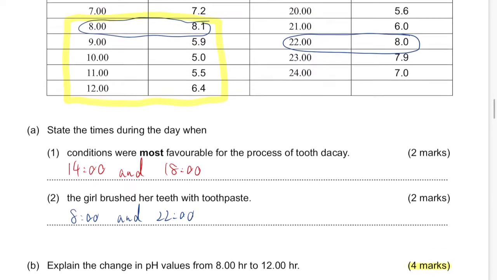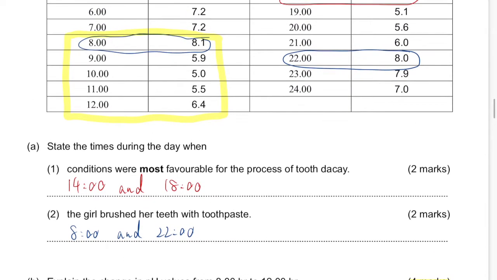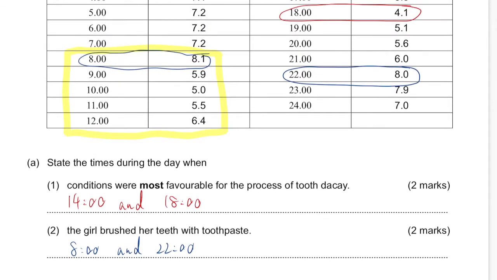So what do we need to do? What do we need to discuss for this question? So first, we must describe the change and then explain the change. So what is the change? We can take a look here. It actually changed from alkaline to acidic. So it dropped from 8.1 to around 5. And you can see it increased slightly later on. And why you see this increase, we are going to learn in the next lesson.